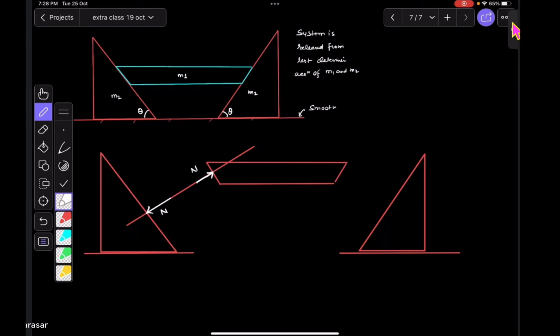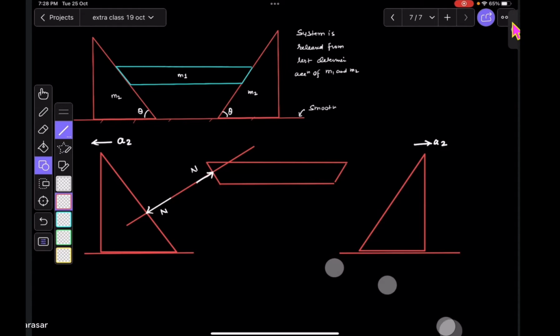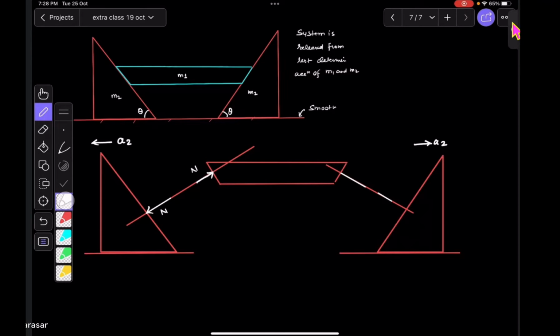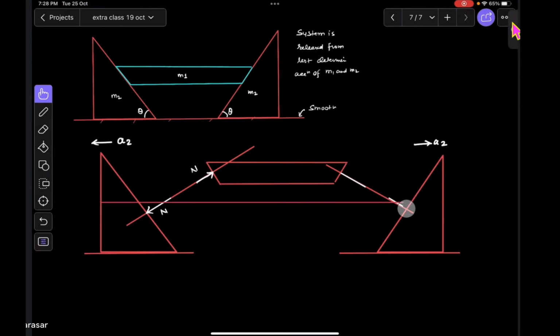And also, since these two wedges will be moving in the opposite direction, suppose I assume the wedge is moving with an acceleration a2, so this one will also be moving with a2, because the forces acting on it are going to be similar, you can say. So the normal contact force acting on our wedges, I'm going to draw that. Just a second.